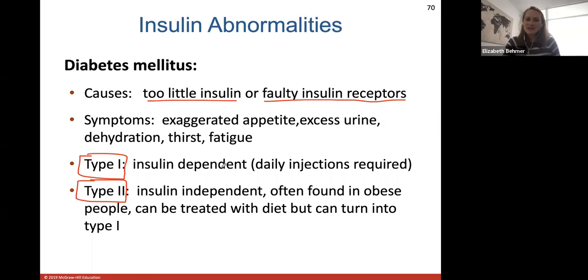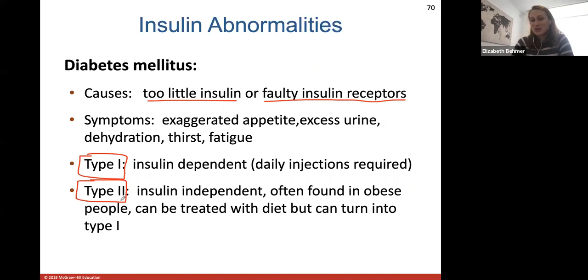Type 2 diabetes, these people can be insulin independent. So their beta cells are producing enough insulin, but the insulin isn't responding or doing its job because of outside factors like obesity, poor exercise, poor nutrient habits. So usually type 2 diabetics develop in people who are obese or who have very poor nutrition habits. It can be treated with diet, but it can eventually turn into type 1 diabetes.